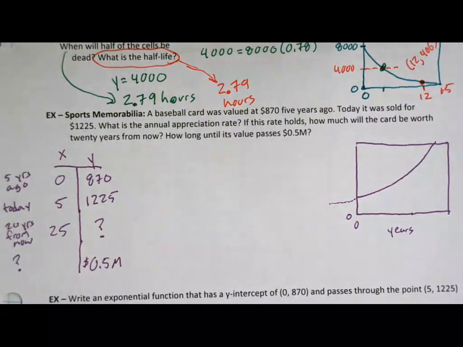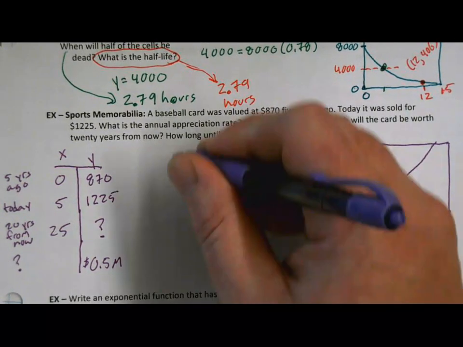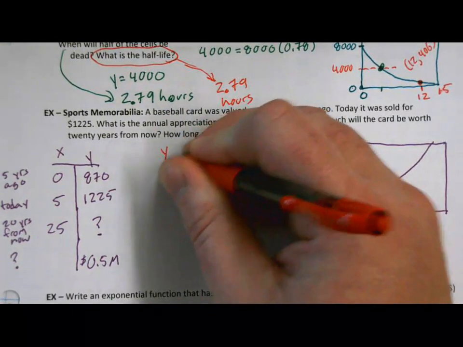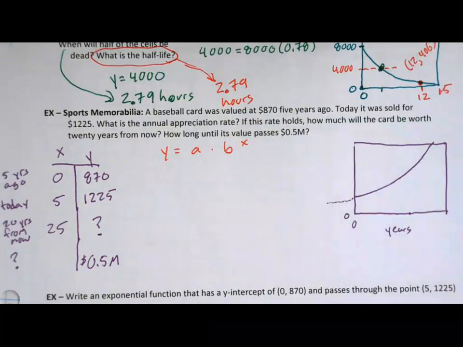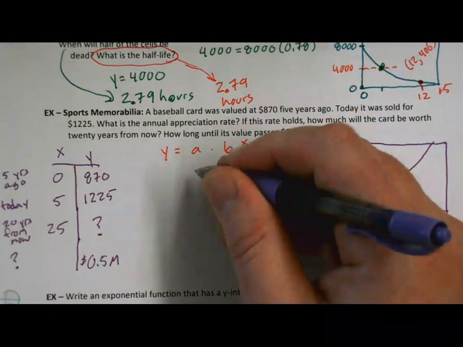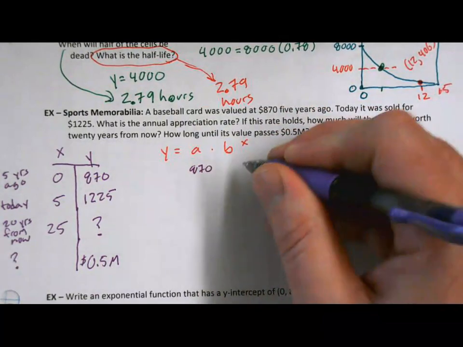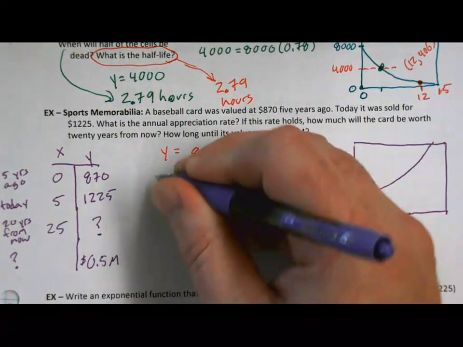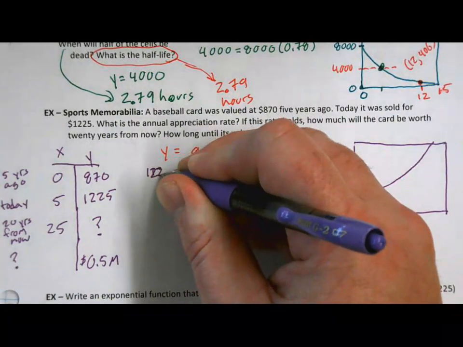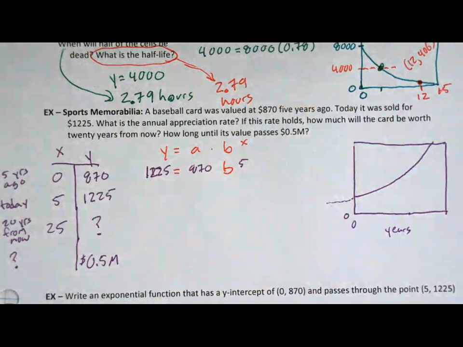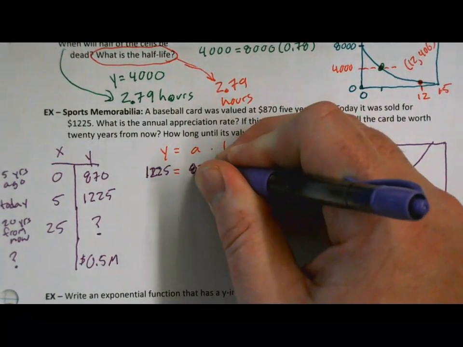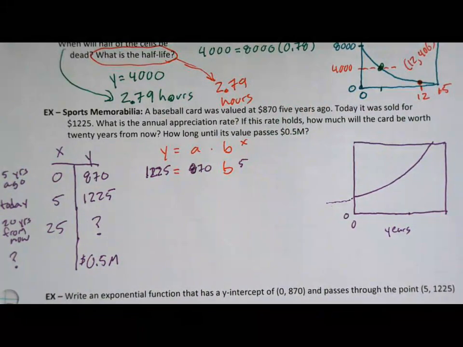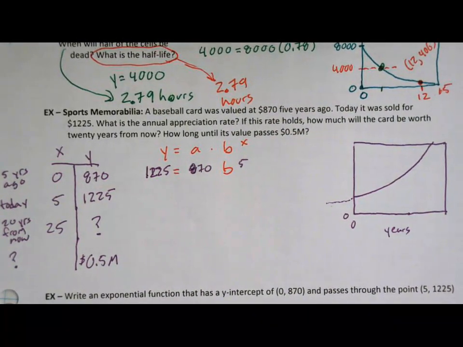So what do we know? We know we've got an A value. We're going to need a B value still. Do we have an X and a Y value we could plug into our equation to solve for B? Yeah, so let's start up the process that we've been doing. Y equals A times B to the X. And let's fill in some numbers. I know that A is 870. I don't know B, but that's okay, because I've got an x and a y. X is 5, y is 1225.